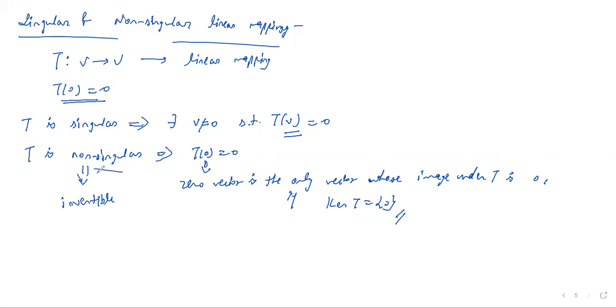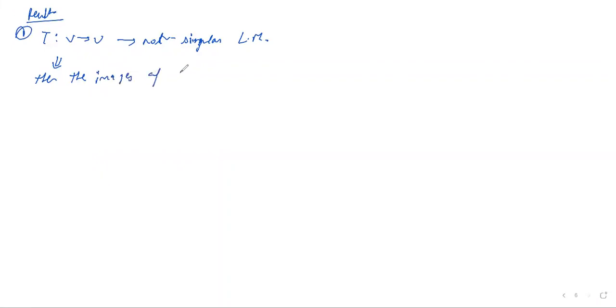If I have a non-singular linear mapping, then the image of any linearly independent set is linearly independent. What did I say? If this is the mapping T from V to U, which is a non-singular linear mapping, then the images of any linearly independent set are linearly independent.